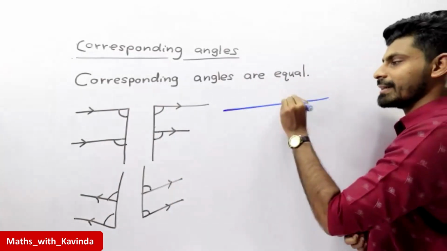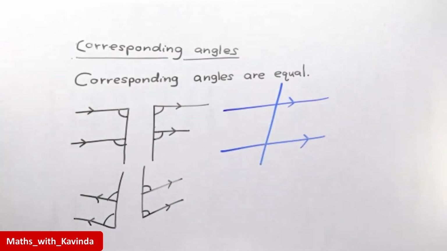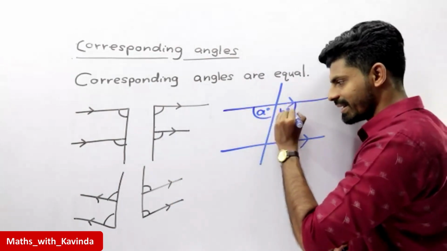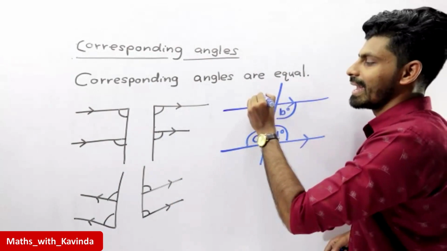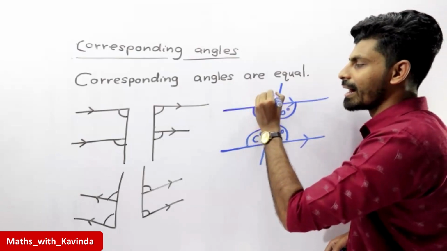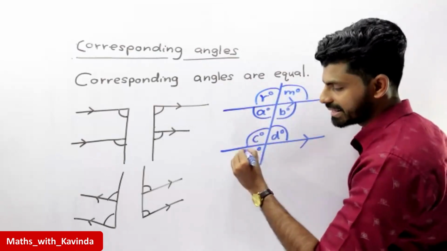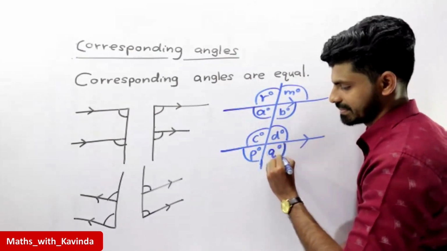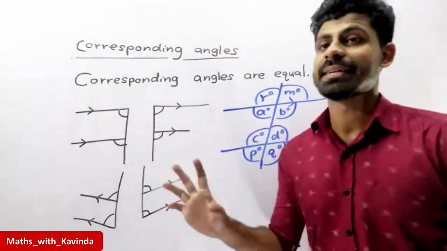Right, then I'm taking angles A, B, C, D, and R, M, P, and Q. How many angles are there? 8 angles.